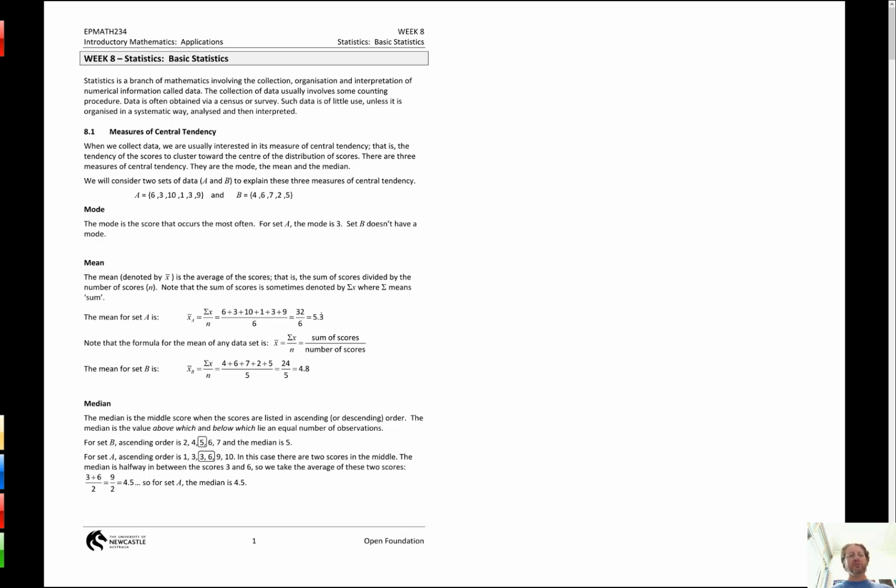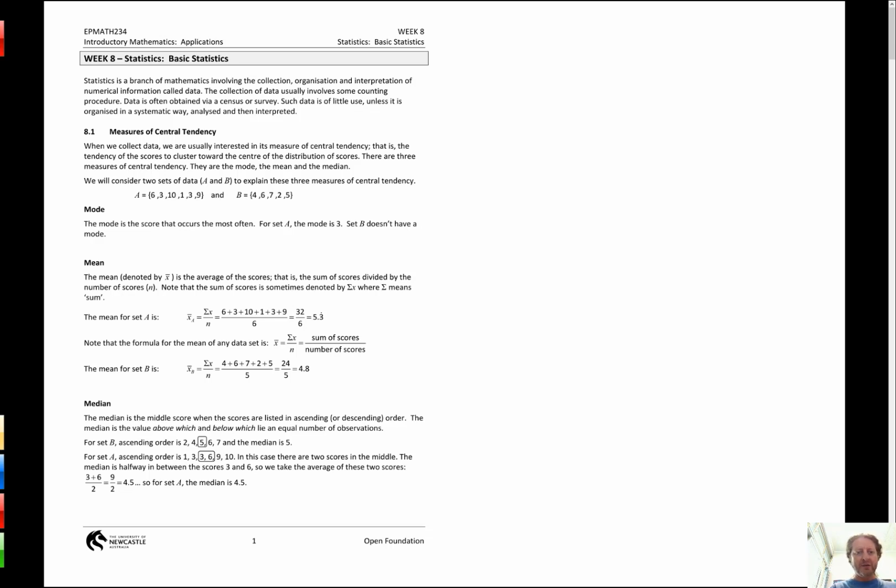So we kick off by talking about some measures of central tendency: mode, mean and median, which all roughly tell you where the center of the data is. Not strictly true for, say, mode. The mode may not be in the center, but it tries to give you a useful summary of the bulk of the data. Okay. So we're going to go through the definition of these with some data sets.